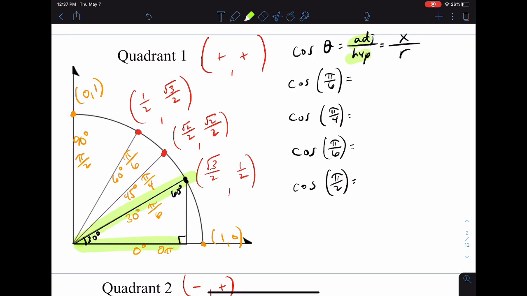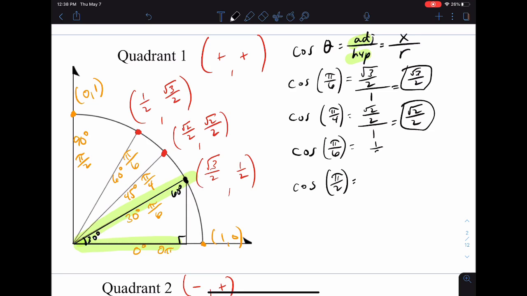So if you know the coordinates, you don't have to draw triangles anymore. You can just use the x coordinate divided by r. So for pi over 6, the x coordinate is the square root of 3 over 2, divided by 1, which is the radius, which equals the square root of 3 over 2. Cosine of pi over 4: well, the x coordinate is square root of 2 over 2 divided by 1, so square root of 2 over 2.